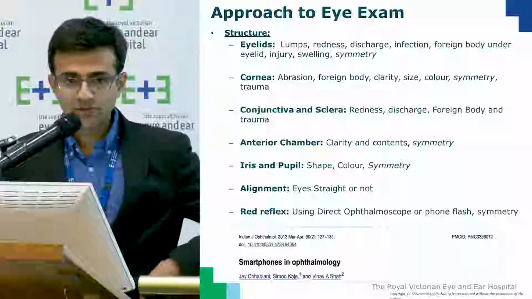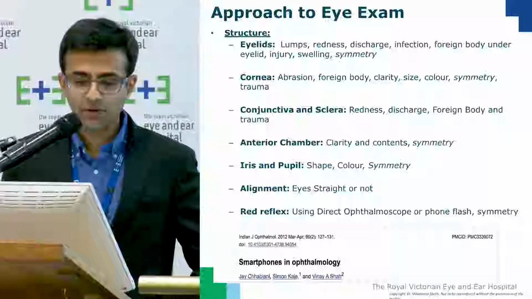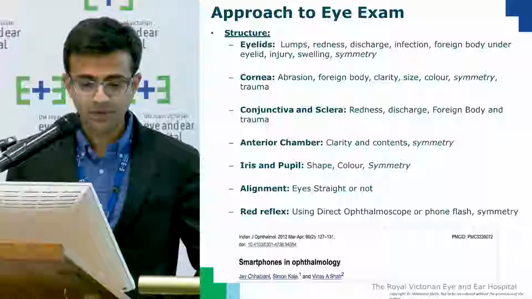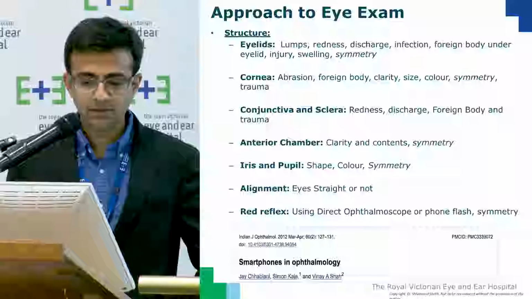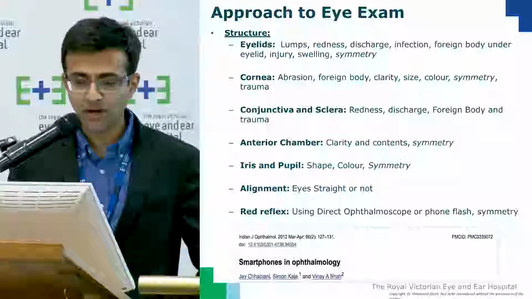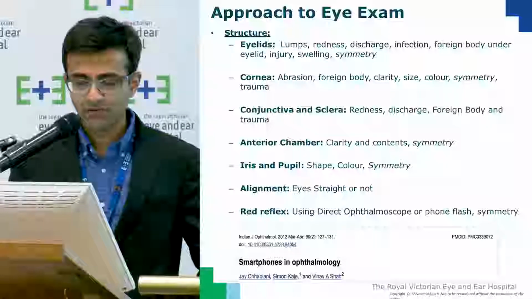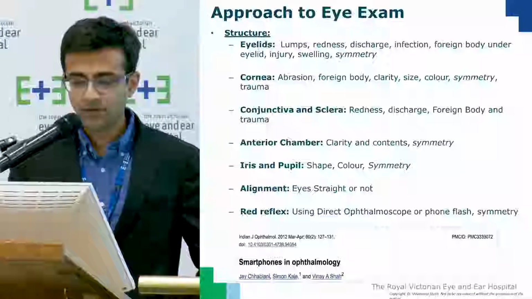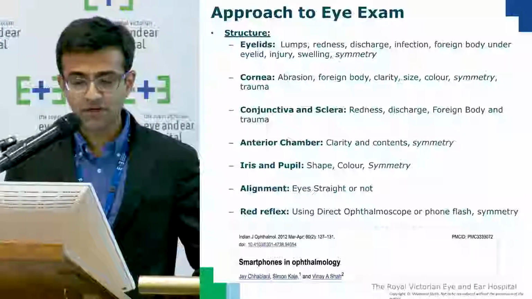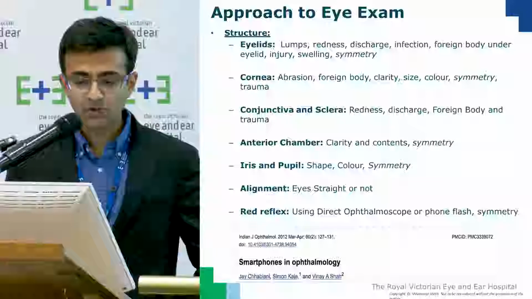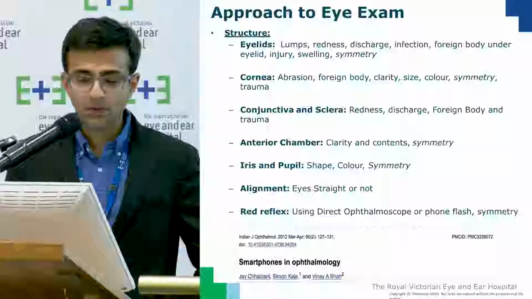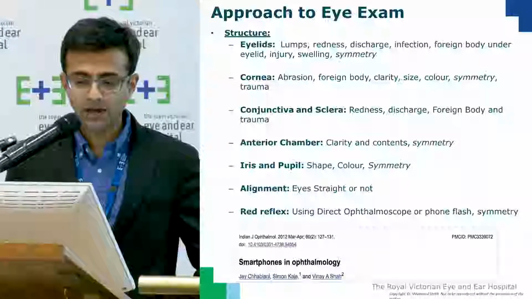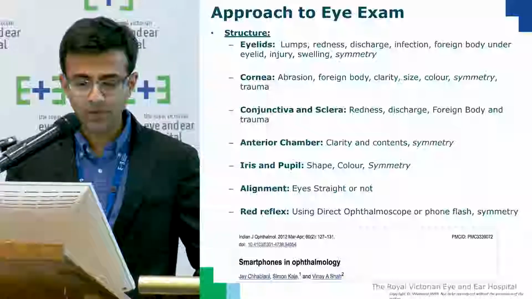So what are the possible structural problems that you might see in your day-to-day practice that come in with the eye? Eyelids are notorious for different types of lumps, redness, discharge, infection, or a bit of cellulitis, foreign bodies, injury, swelling, and it's important to also note symmetry. Sometimes looking at both eyes together, you can pick up any eyelid problem.